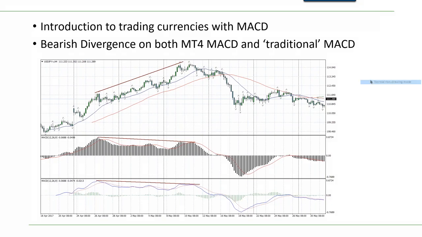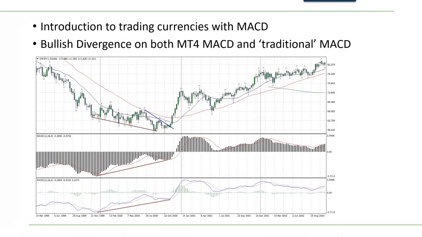So divergence is still valid, and that's the important thing I want you to take away from it: it's still very, very usable. In some respects, because the histogram sticks out a little bit, it can be easier to see the divergence, because the histogram is a little bit clearer, a little bit more bold than the traditional MACD line.